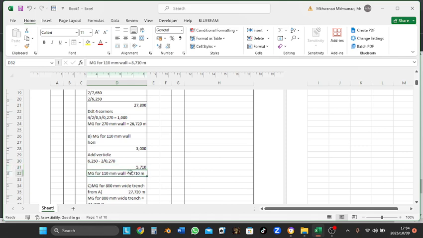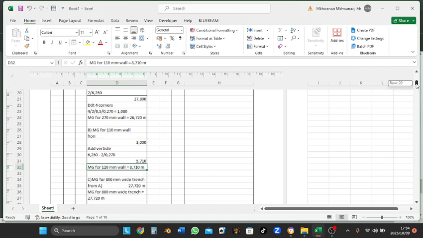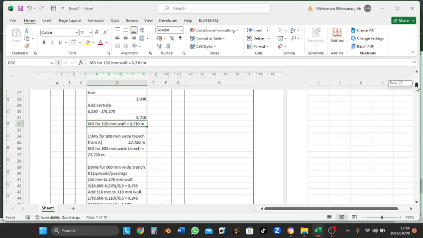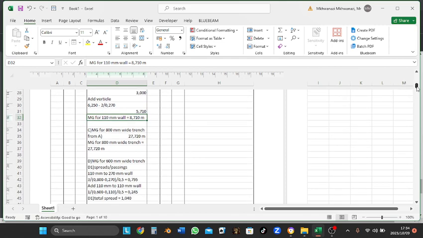Now we're done with this. We're done with our center line. We're going to add the horizontal and vertical, these 2 things, and then we get the mean gate for the 110 millimeters wall. You are done with the mean gate for the 110 millimeters wall. You are going to do the mean gate for excavation, which will be the mean gate for the 800 millimeters wide trench, and then the 600 millimeters wide trench.